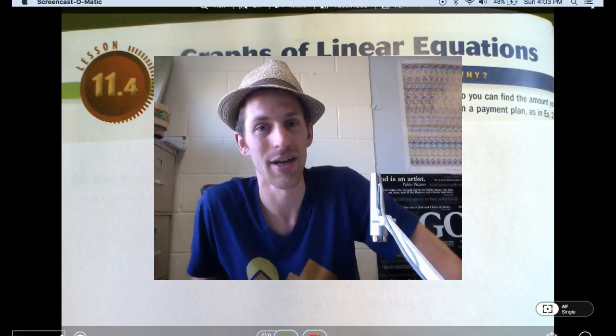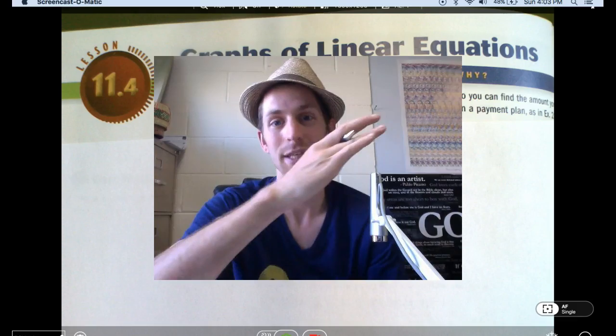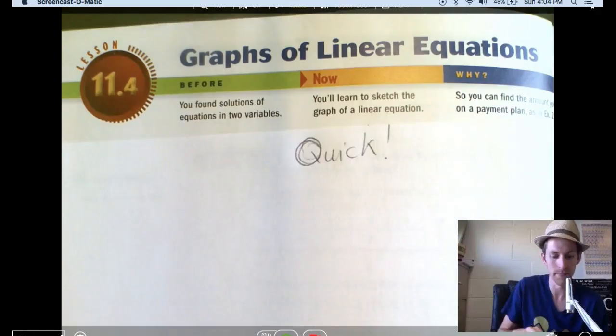What's this ski slope like? On a scale of 1 to 10, how steep is this? Now, 10 would be really steep, right? 1 would be not so steep. So can you actually assign a number to the steepness of a slope? Guess what? In math, we have a way to do that, and I'm going to show you how that works in just a second. But let's start with this. Graphs of linear equations. This is 11.4.